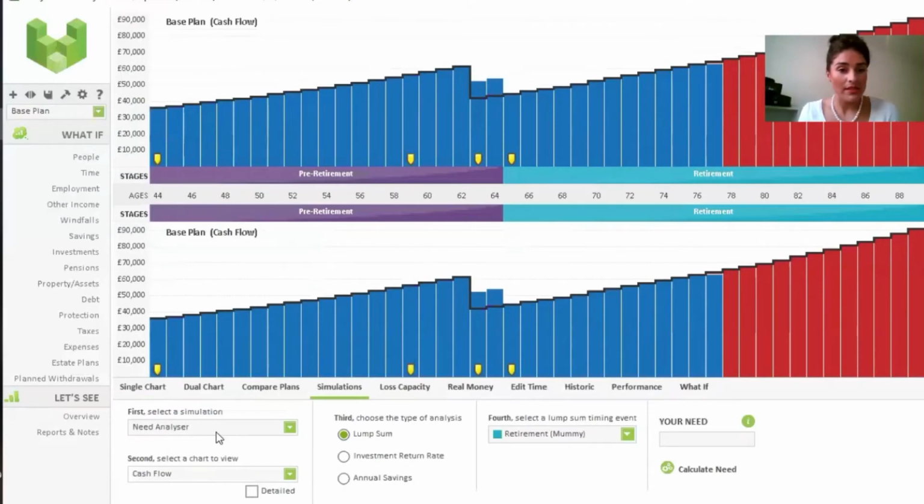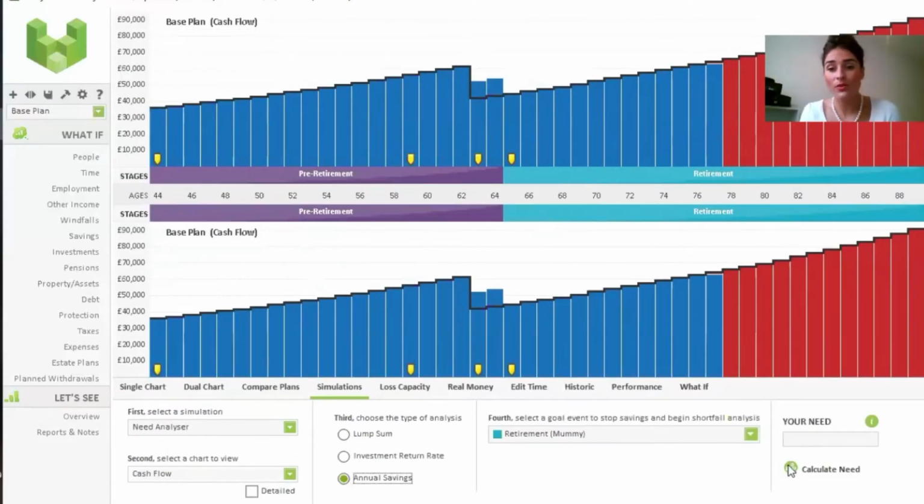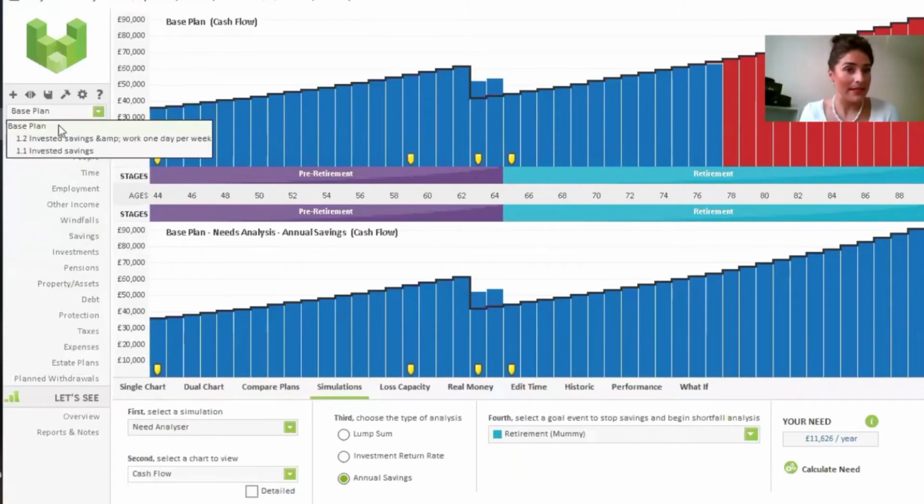One option is we could simulate how much she would need to save before 65, her retirement age, to get rid of that shortfall. So how much she would need to save on an annual basis. This will calculate that figure for us, and that figure is £11,626 a year. Now, that is not possible for this lady because, of course, she's currently spending more than is coming in. And this is where the advice side of it comes into play.